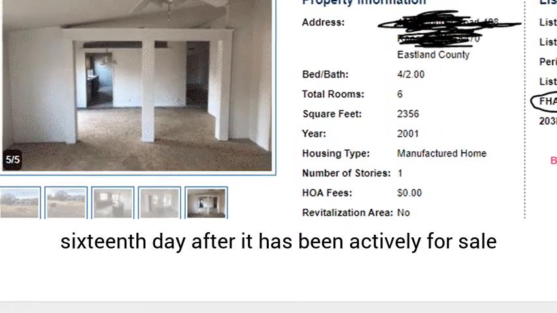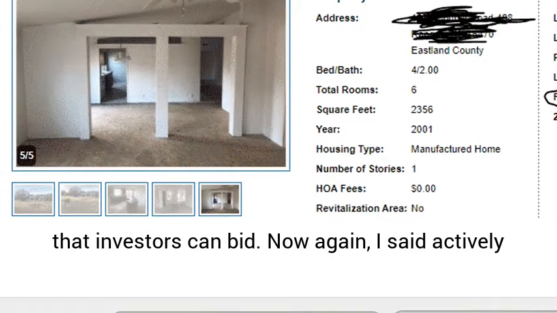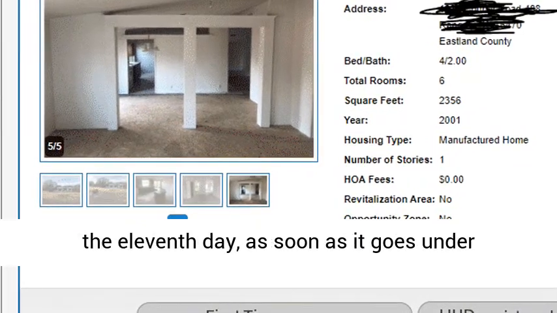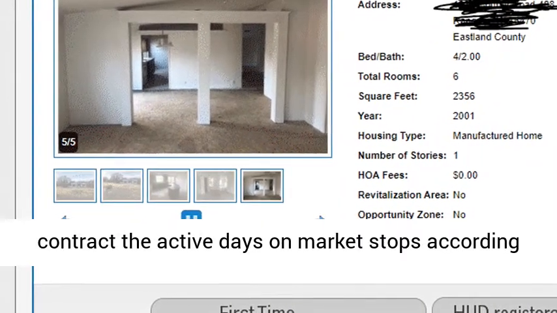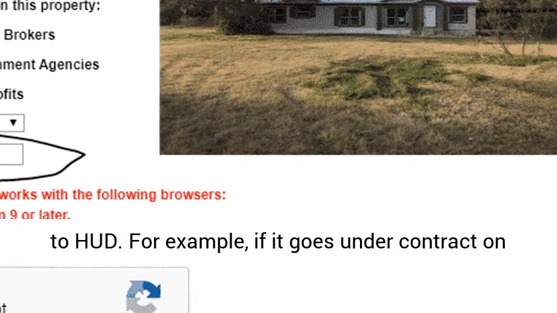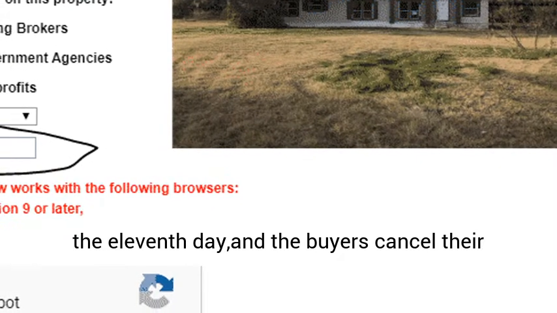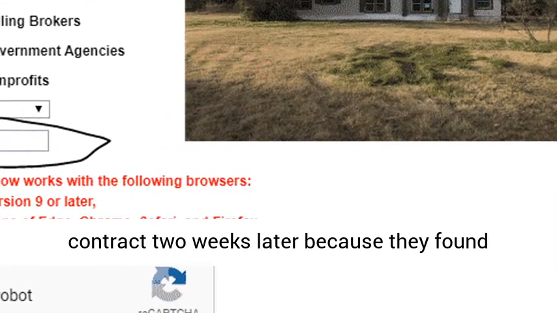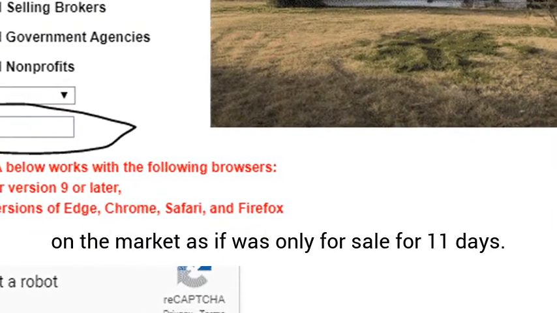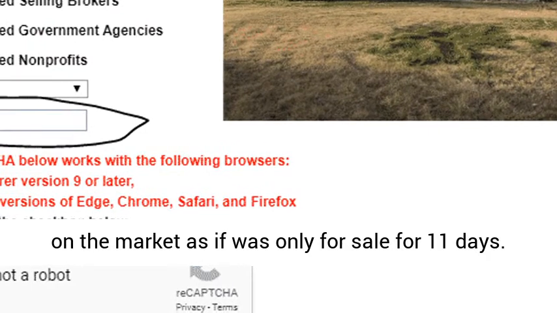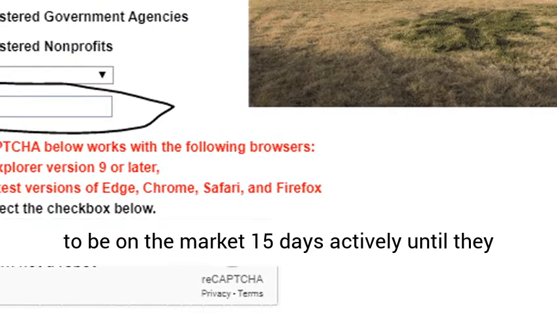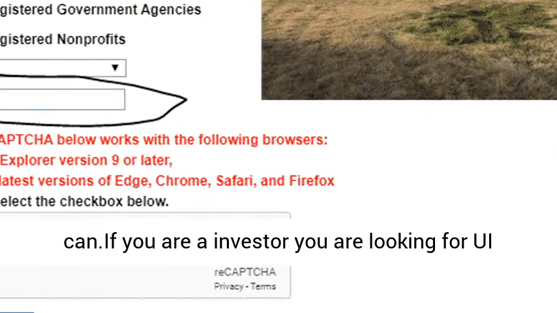On the houses that are insured, it's the 16th day after it has been actively for sale that investors can bid. Now again, I said actively because if this home goes under contract, say on the 11th day, as soon as it goes under contract, the active days on market stops according to HUD. For example, if it goes under contract on the 11th day and the buyers cancel their contract 2 weeks later because they found something wrong with the home, it would come back on the market as it was only for sale for 11 days. And investors still could not bid because it has to be on the market 15 days actively until they can.